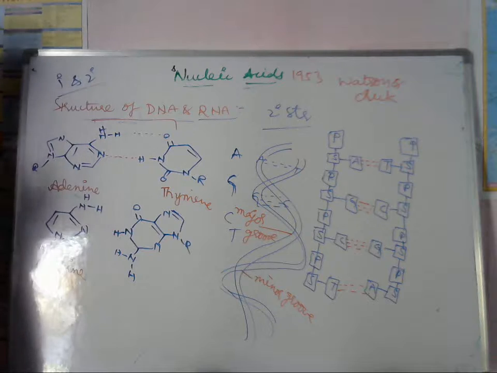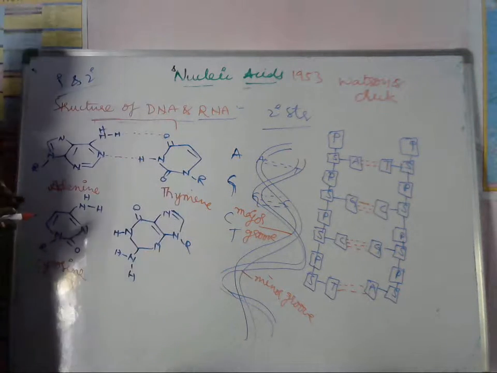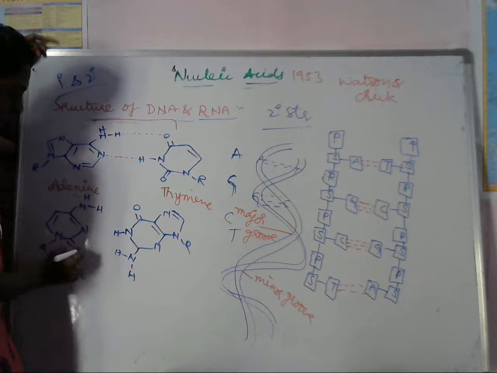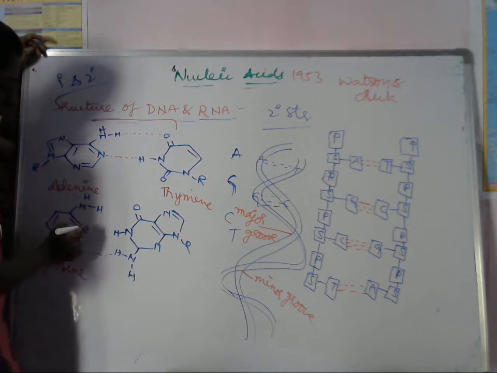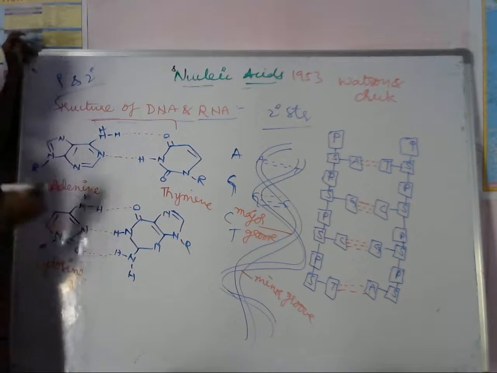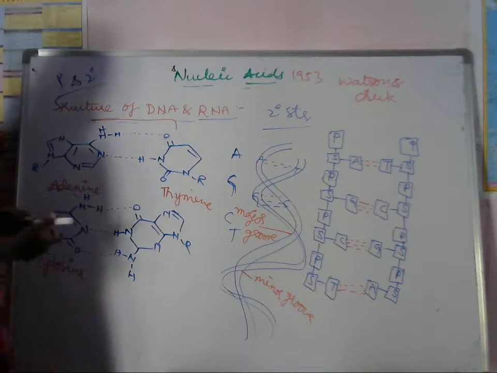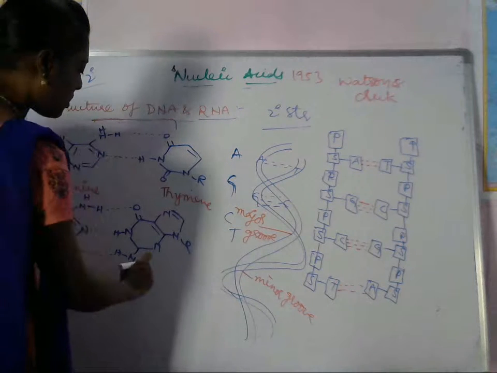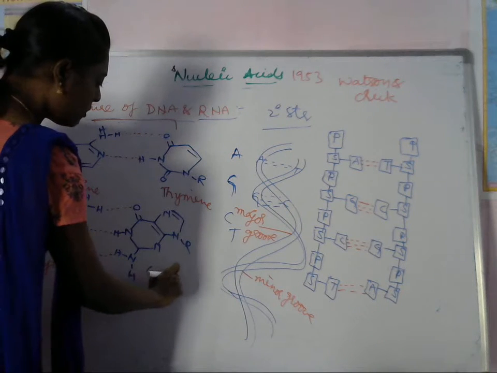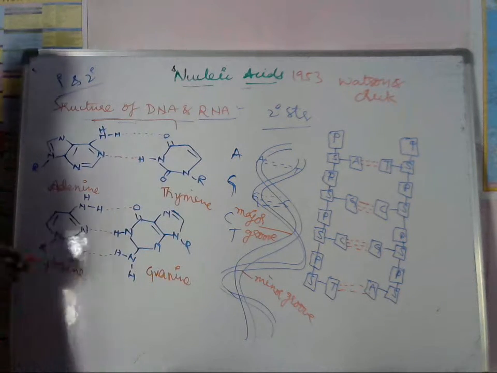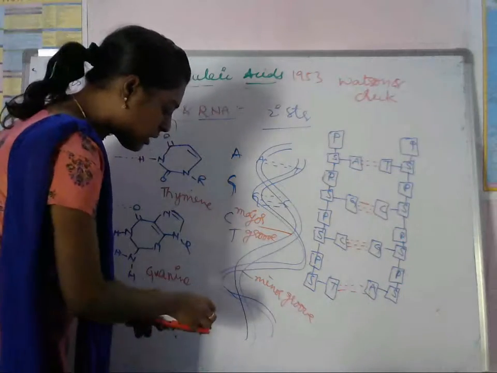Okay, so let's see how many hydrogen bonds are present between these. Here, if you see clearly, this is very close, so it forms one hydrogen bond, and here it forms another hydrogen bond, and this amine hydrogen and this oxygen form the third hydrogen bond. So like this between adenine and thymine, and cytosine and guanine. This is guanine.